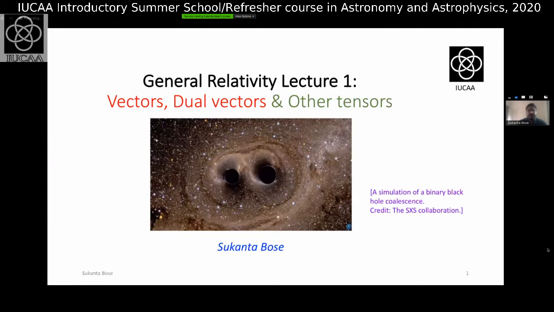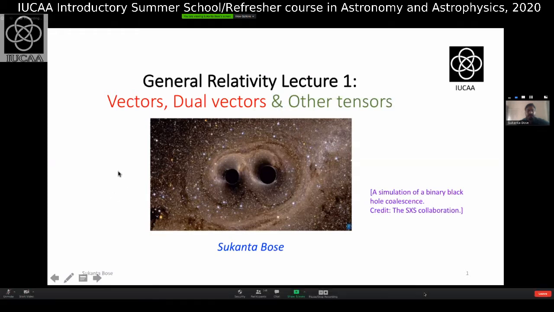The first one will introduce the concept of tensors, and I'll also illustrate their meaning through some coordinate transformations. And one of which will be the Lorentz transformation, which I'm assuming most of you would have already seen in a course on special relativity. I hope you can see my cursor. I will actually use my cursor because that will help me draw your attention to specific figures or equations.